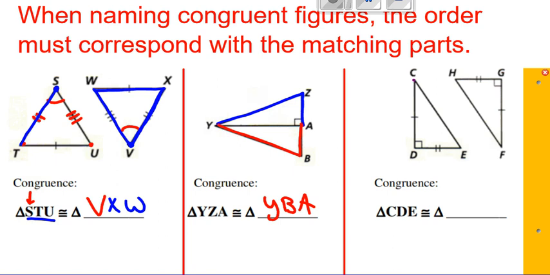Okay. CDE. So I started at the top and went to the right angle and then went to the shorter leg. So I would name that one FGH.